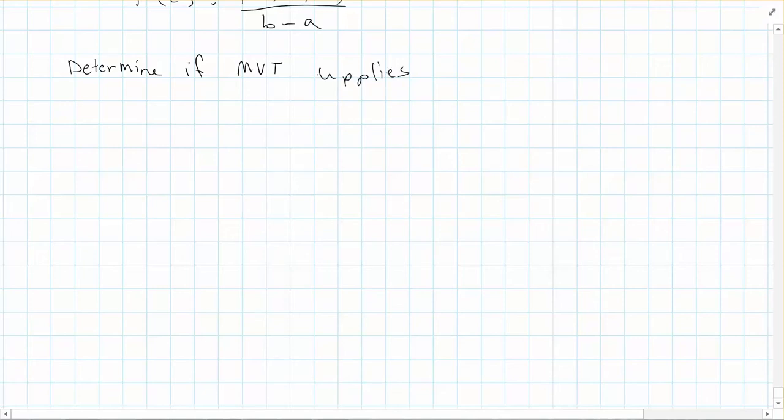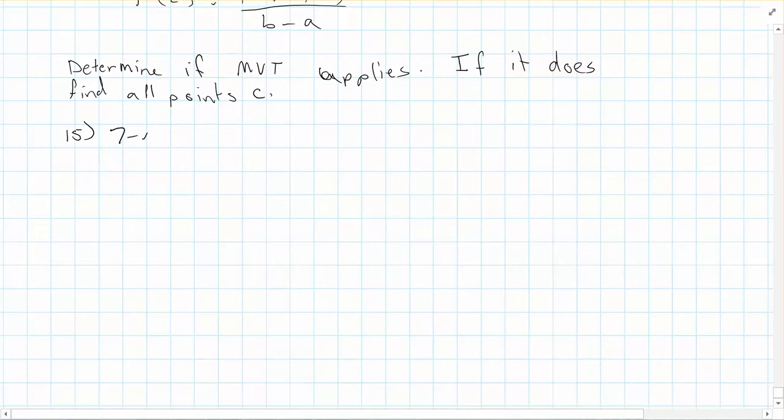So let's look here. First, we're going to determine if mean value theorem applies. If it does, find all points C. So we're going to do two more examples here. These are actually from the textbook. So this is problem number 15.